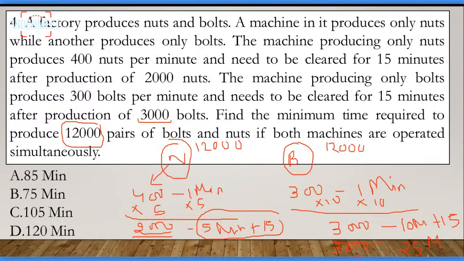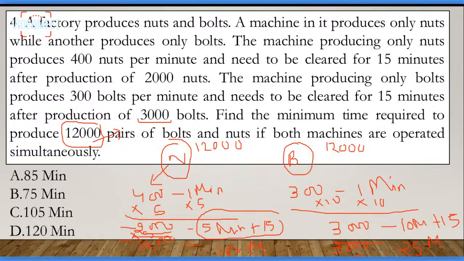25 minutes. Fine. We want to produce 12,000 pairs. That means we require 12,000 nuts. First of all, after every 2000 nuts, it requires 15 minutes. That means first 2000, second 2000, third. If you want to produce 10,000 nuts, that means 2000 into 5, and similarly there is 20, that means for 10,000 nuts it takes 100 minutes.